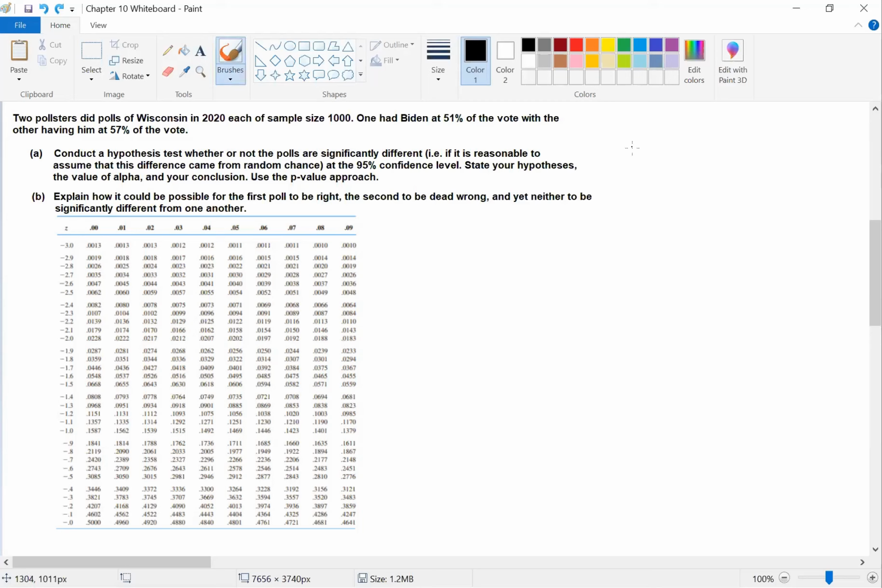So the first thing we have to do is get our two hypotheses. We're trying to see whether or not the polls are significantly different. Doesn't matter what direction, as long as they're different. So we know we're going to have a not equal to and an equal to. The equal sign always has to go with the null. So we're going to have p1 is equal to p2, and then p1 is not equal to p2. Now we need our value of alpha. This is equal to 1 minus the confidence level, which is 95%. So 1 minus 0.95, so 0.05.